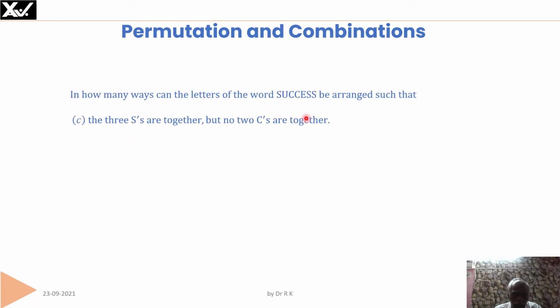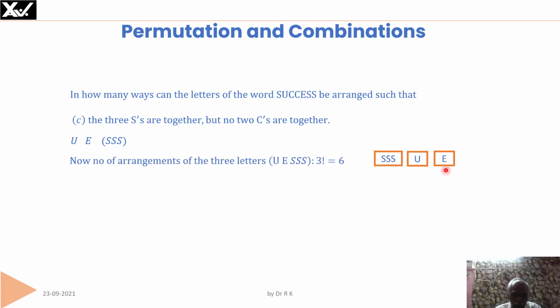In how many ways can the letters of the word success be arranged such that the 3 S's are together but no 2 C's together? So what we will do is the 3 S's together we will take. So totally 3 letters are there. This can be arranged in factorial 3 ways, 6 ways, and that we have written here. Now we will see the gap. There are 4 gaps, 2 in between, 1 before and 1 after.